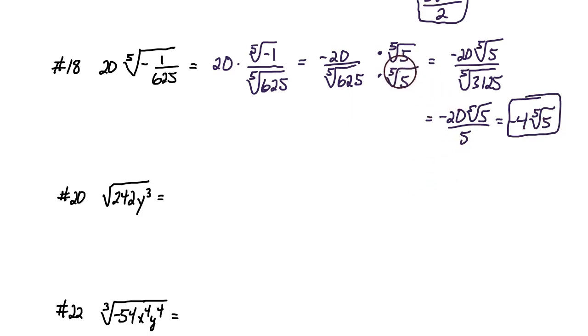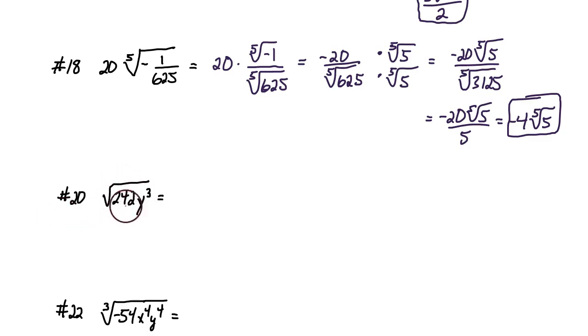You might be wondering how I knew to times by this. Well, it helped that I knew that 625 was 5 to the 4th power. And so with only one more 5, I would create a number that I could take the fifth root of.